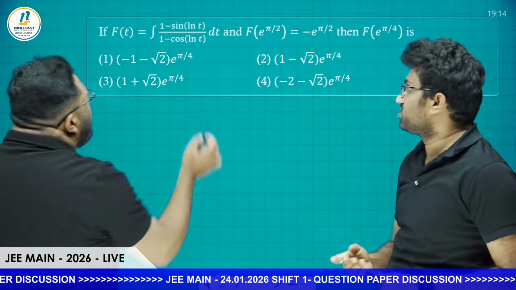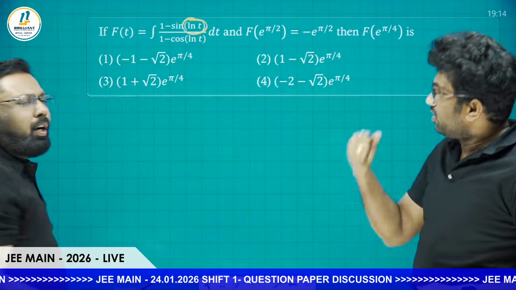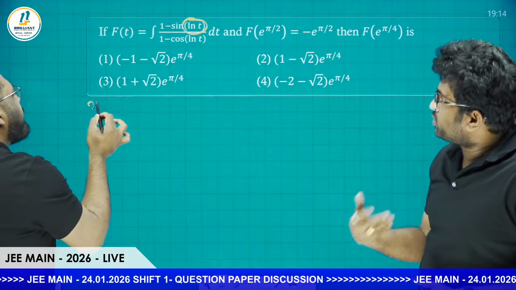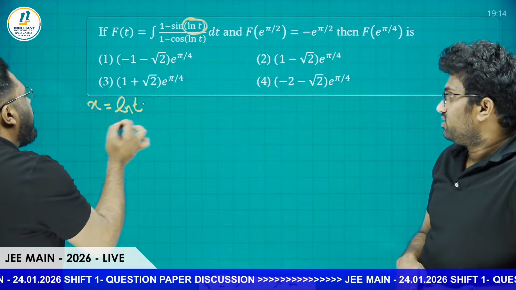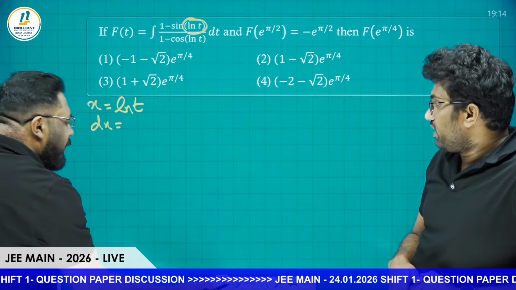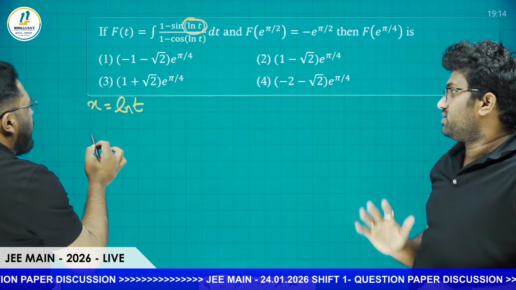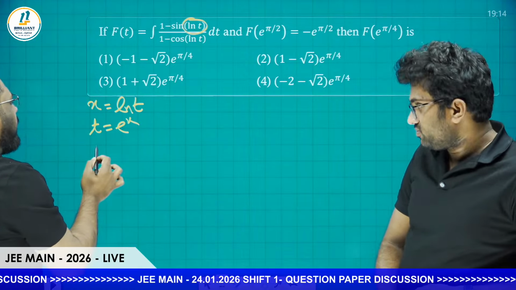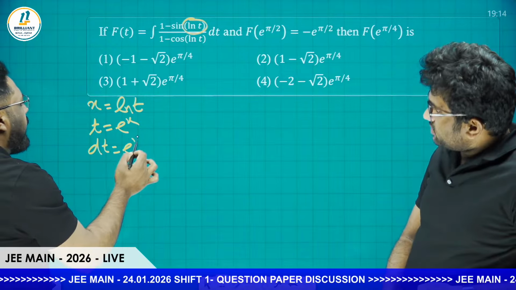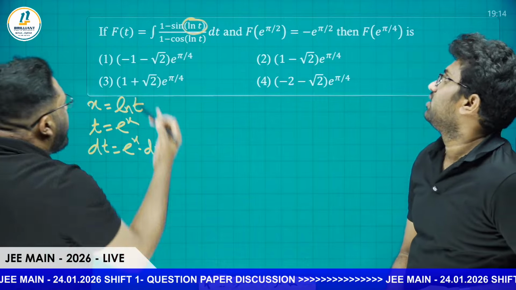It's a very easy question here. You can see ln t is a non-integrable form. So you have to put x is equal to ln t. And then what's the derivative? Before that you can write t is equal to e power x. The derivative is going to be e power x into dx. Substitute that over there.